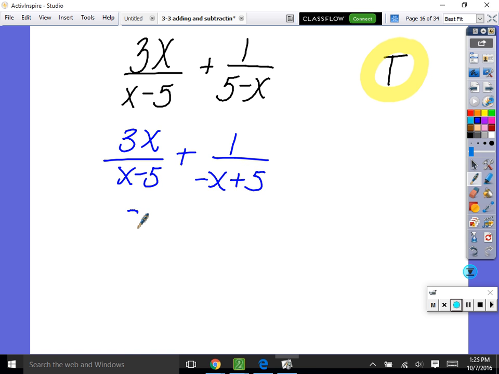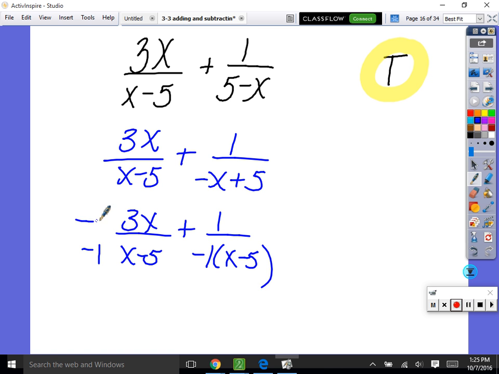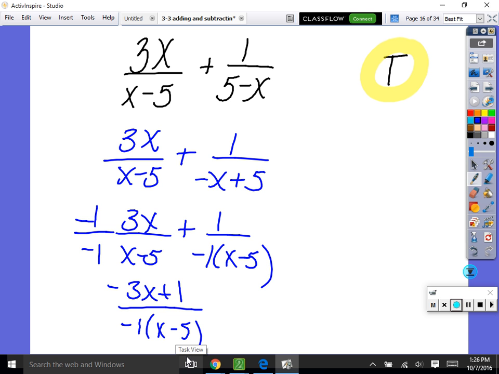So we really have 3x over x minus 5 plus 1 over negative 1 times x minus 5, correct? So we've got to multiply by negative 1 over negative 1. So that's negative 3x plus 1 all over negative 1 times x minus 5. From here, your answer would not be considered fully correct. I'd have to dock a little on a test.